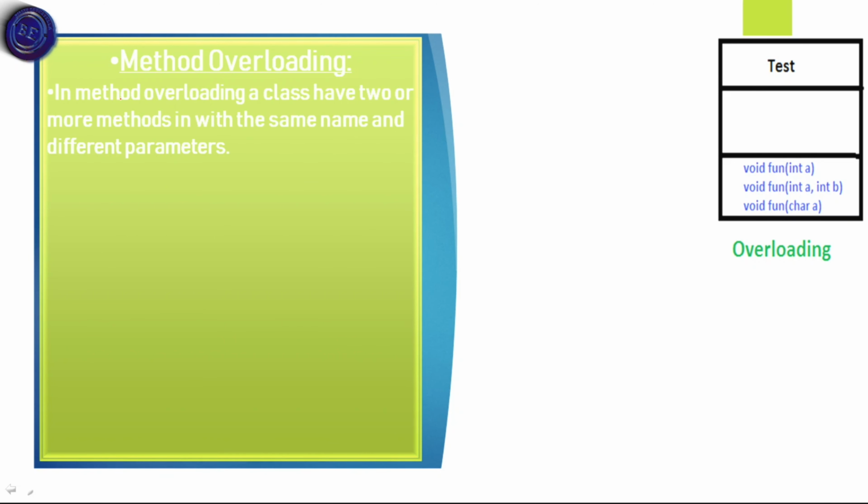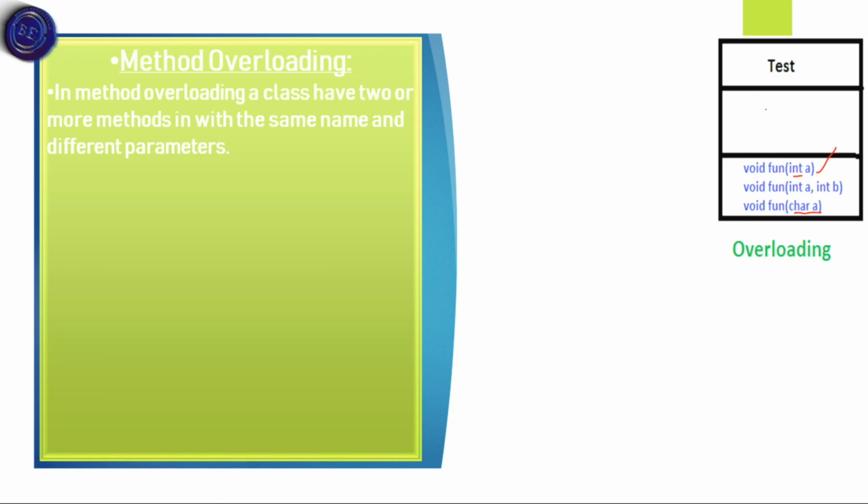What is method overloading? In method overloading, a class has two or more methods with the same name and different parameters. So here we have the same method name but different parameters. We have int a in one method, while in another method we have two parameters, int a and int b, and in another method we have char a. So in each method we have different parameters. In this way method overloading occurs.